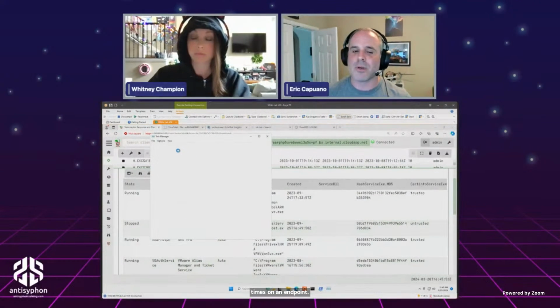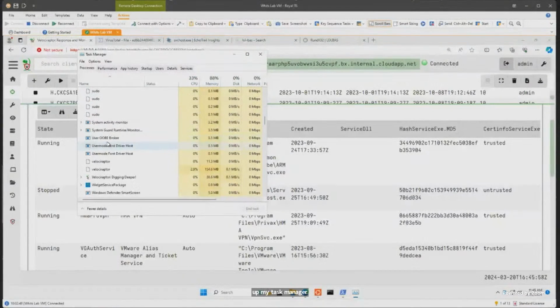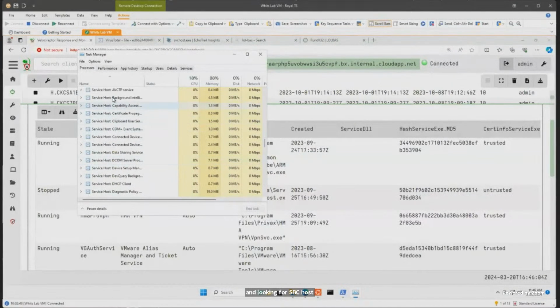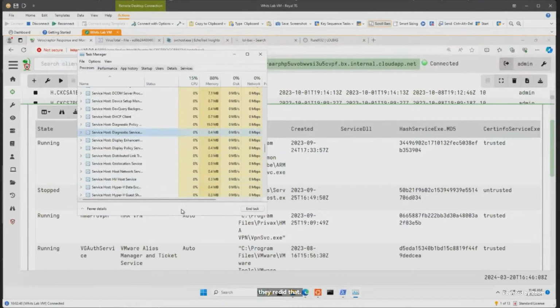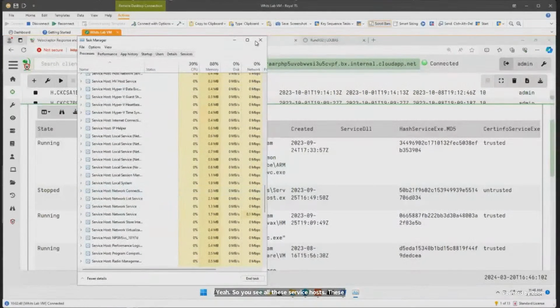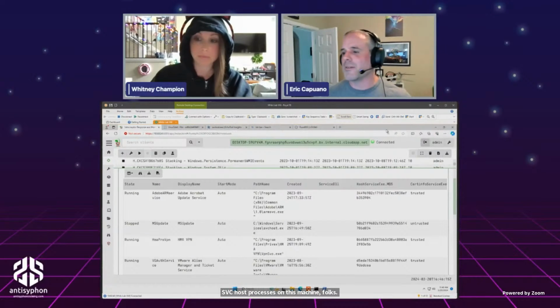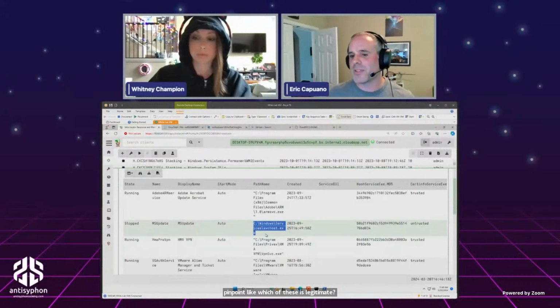I'm actually curious if I bring up my Task Manager here, just kind of going through and looking for svchost. I might have to, oh, it's going to be nested. I hate that they redid that. Yeah, so you see all these service hosts. These are all svchost processes on this machine, folks. You see how hard it is to kind of get in there and pinpoint which of these is legitimate? There's too many of them to count. So the point is, this is a commonly abused LOLBin for that reason.